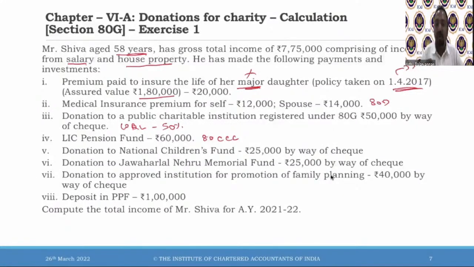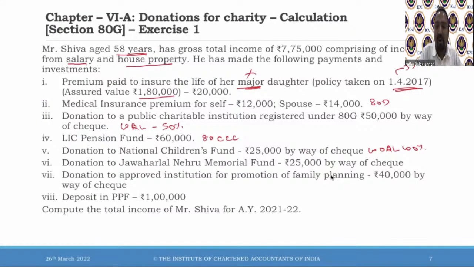Now come to this 4. What was that 4? Gandhi family plus drought relief fund. Does this have the word drought relief? Does this have the word Gandhi? No, it does not have. So what do you do? You will have to calculate this without qualifying limit. Without qualifying limit, what is the category? 100%. Very clear. I'm trying to make it simple for you.